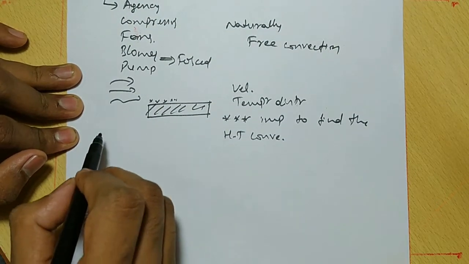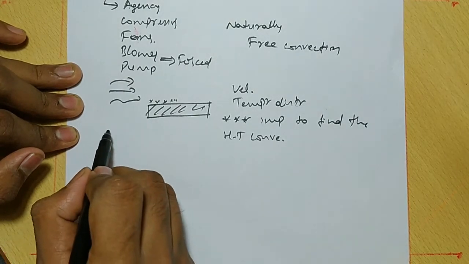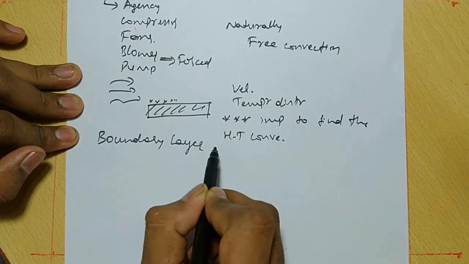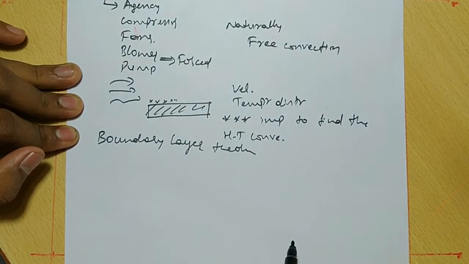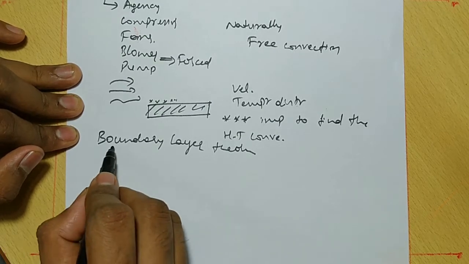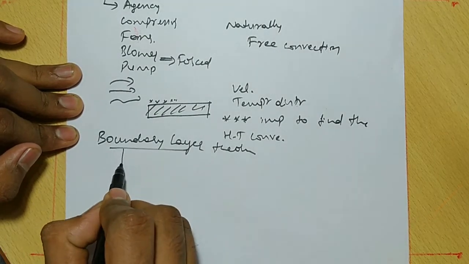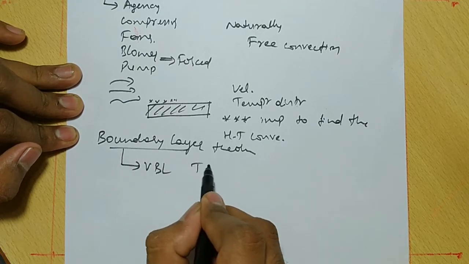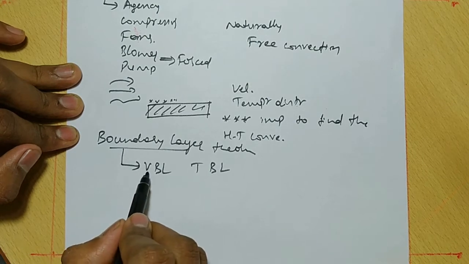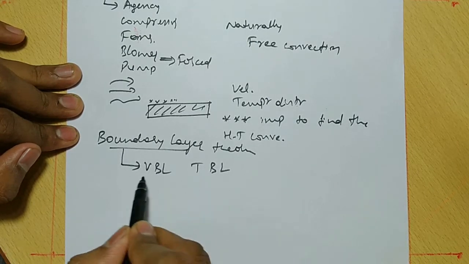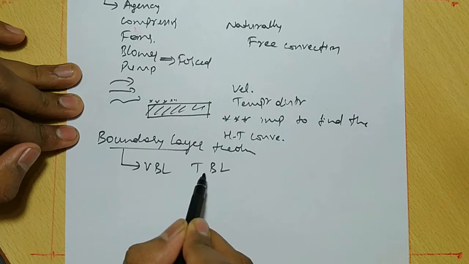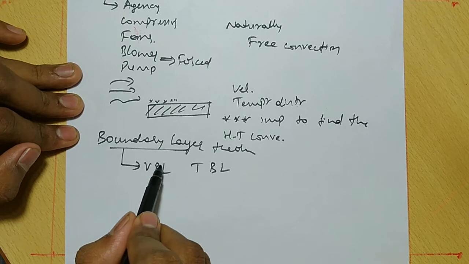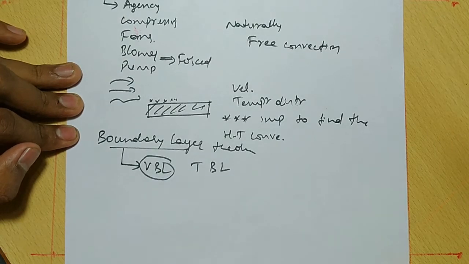So the concept called boundary layer theory comes into the picture. In boundary layer theory, there are two types of boundary layers. One is the velocity boundary layer and another one is the thermal boundary layer. I will abbreviate them as VBL and TBL. VBL means velocity boundary layer, TBL means thermal boundary layer. Now we will discuss what is meant by the VBL.